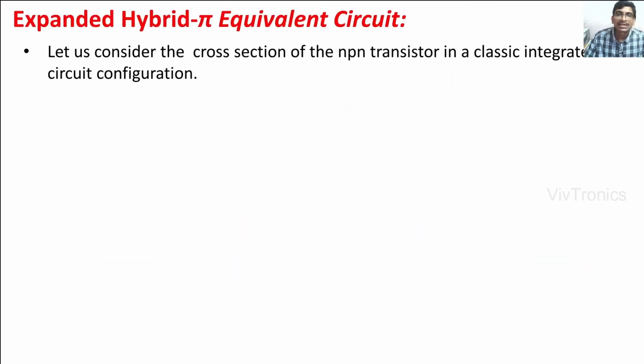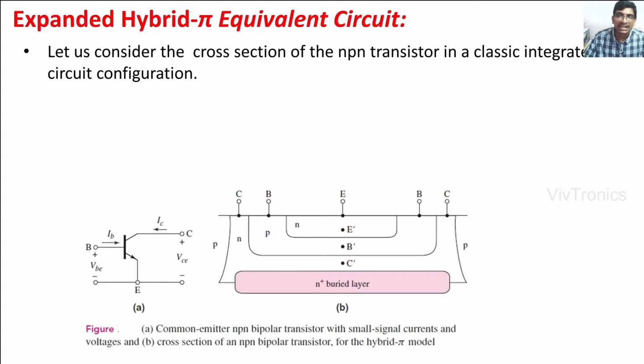Let us see the cross section of the NPN transistor for a classic integrated circuit design. This is the cross section of an NPN transistor integrated in an IC format. This is the CE configuration, and here C, B, E are the external collector, base and emitter terminals, and E', B', C' are the internal emitter, internal base and internal collector terminals. This entire NPN transistor was fabricated on an N+ buried layer.